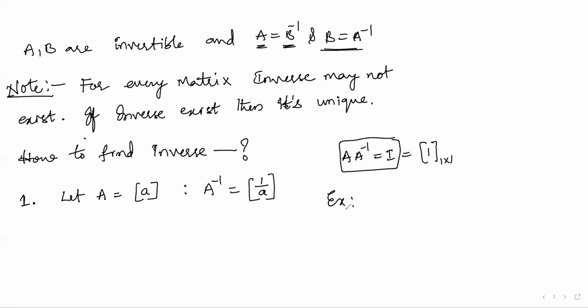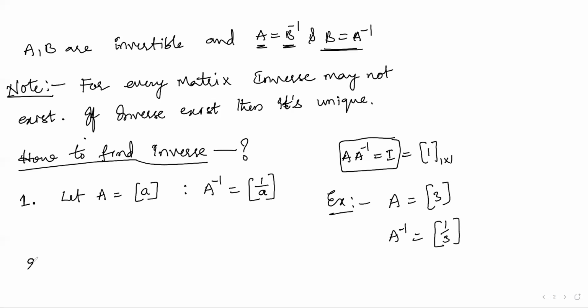So for example, let's say A equal to 3. So A inverse equal to what? Matrix 1 by 3. If you multiply these two, you get 1. This is direct anyway. So second, this is for a 1 by 1 matrix. How to find out the inverse?